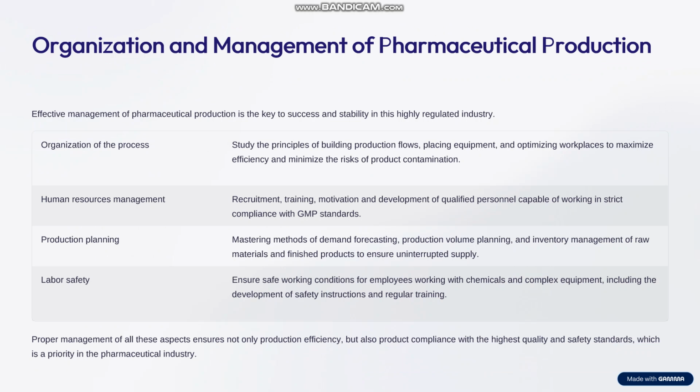Production planning. Mastering methods of demand forecasting, production volume planning, and inventory management of raw materials and finished products to ensure uninterrupted supply. Labor safety. Ensure safe working conditions for employees working with chemicals and complex equipment, including the development of safety instructions and regular training.